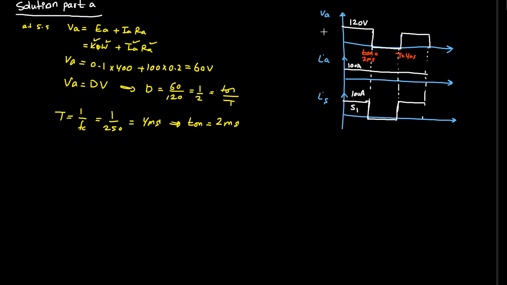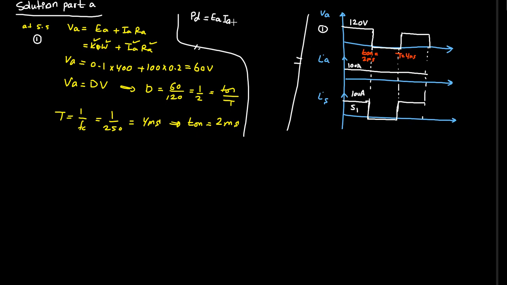So now we have plotted the first part, which is the waveforms, and here we calculated the T on of the switch. Now we need to calculate the power developed by the machine. So the power developed in the machine is equal to EA IA, and this is a piece of cake. It's 0.1 multiplied by 400 multiplied by 100, and this will equal 4000 watt.